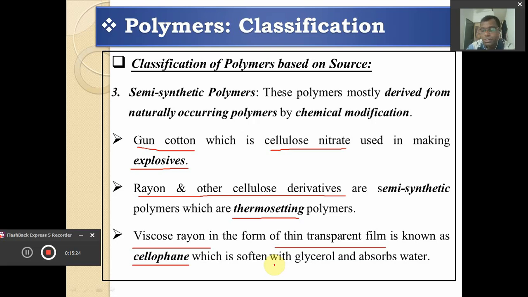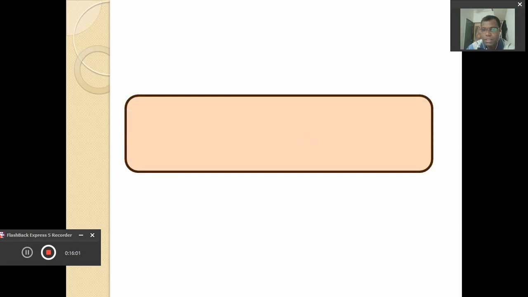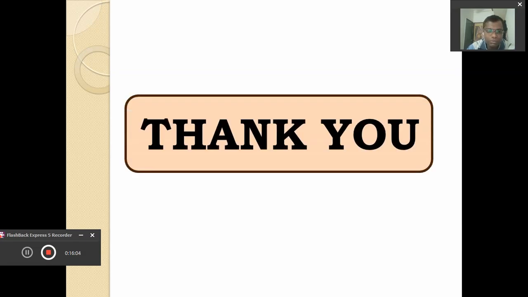So this is the classification of polymer based upon the source of polymer. How the polymers are obtained, that we call the source of polymer. On the basis of this criterion, polymers are classified into three types: natural polymer, synthetic polymer, and semi-synthetic polymer. So dear friends, in this way we have completed one type of classification, based on the source of polymer.